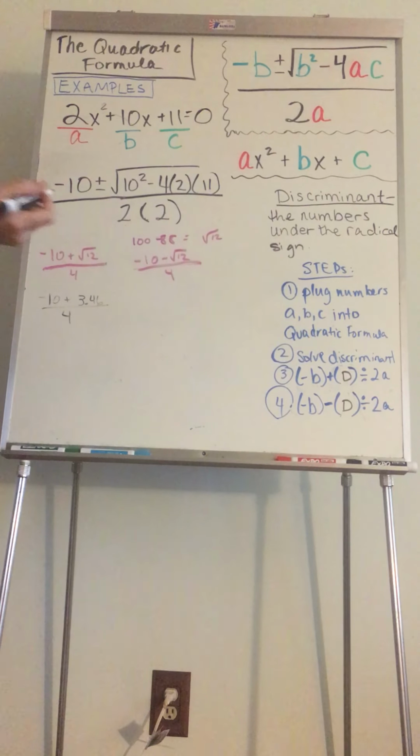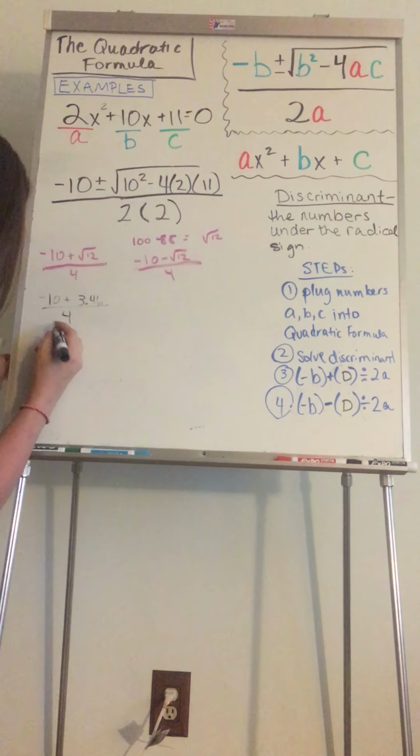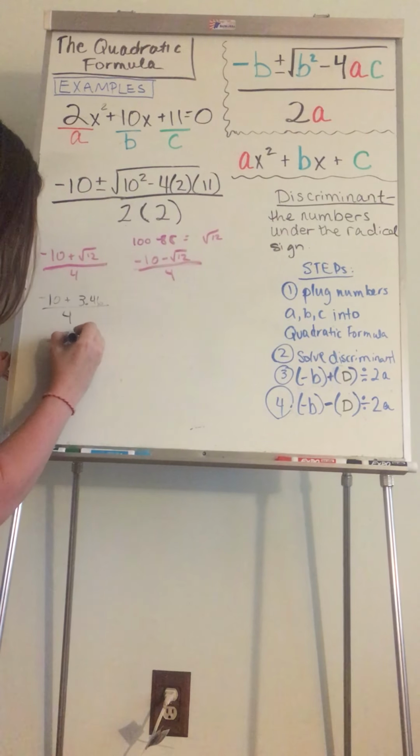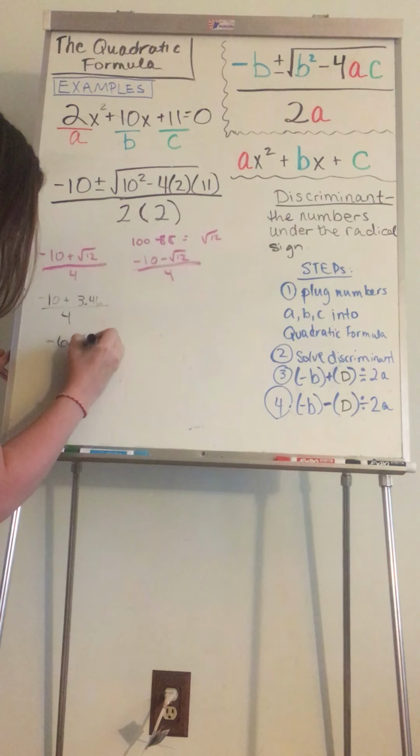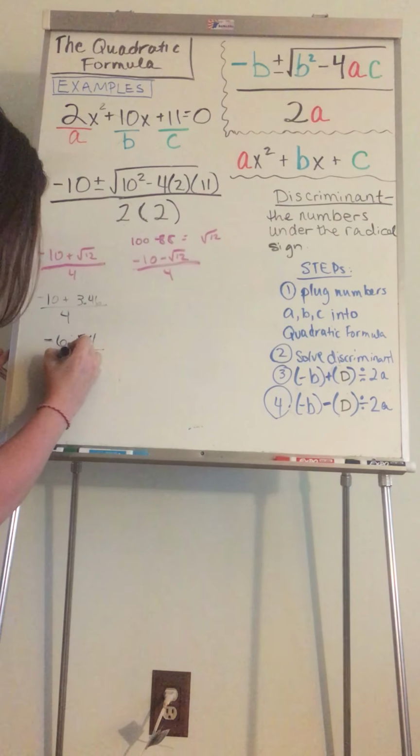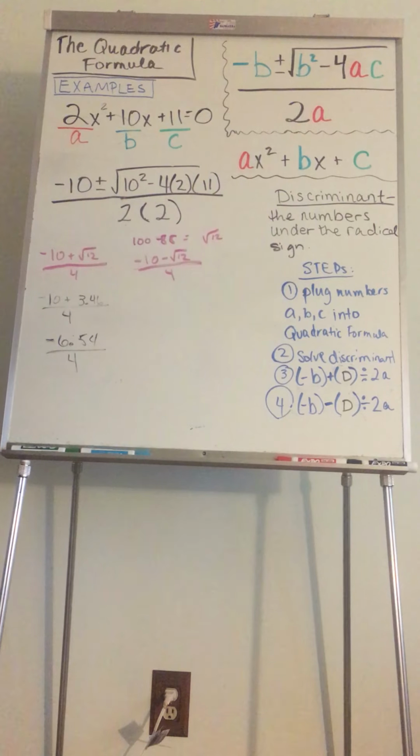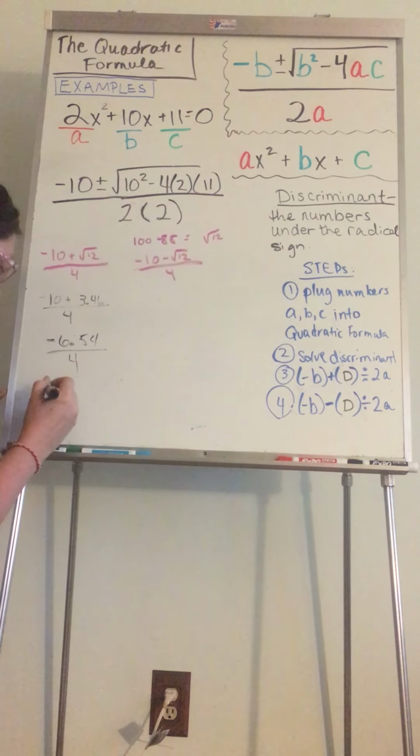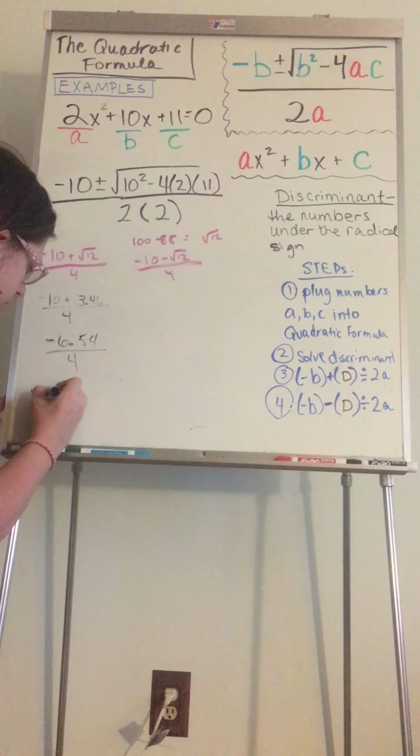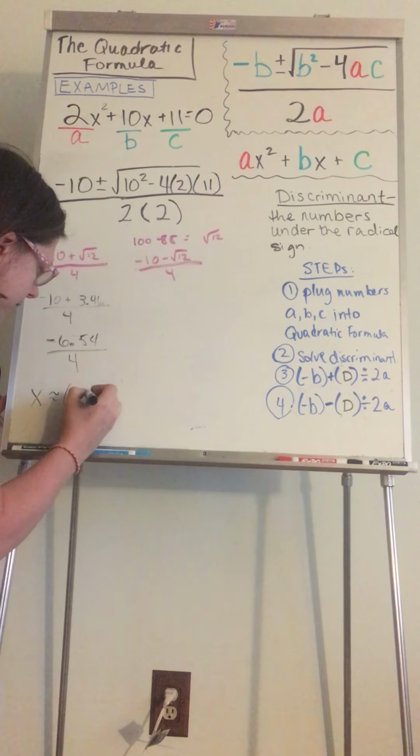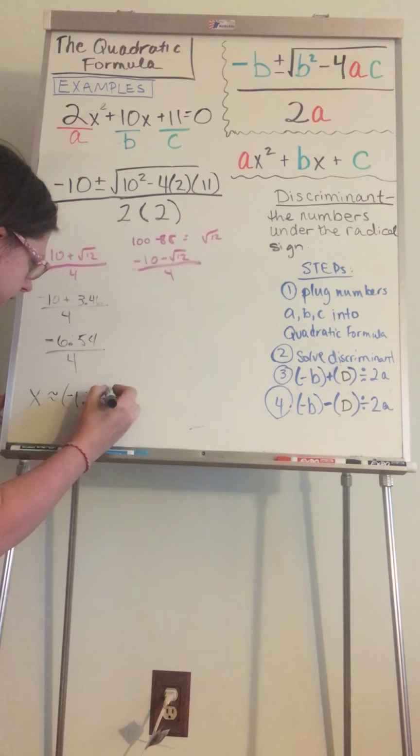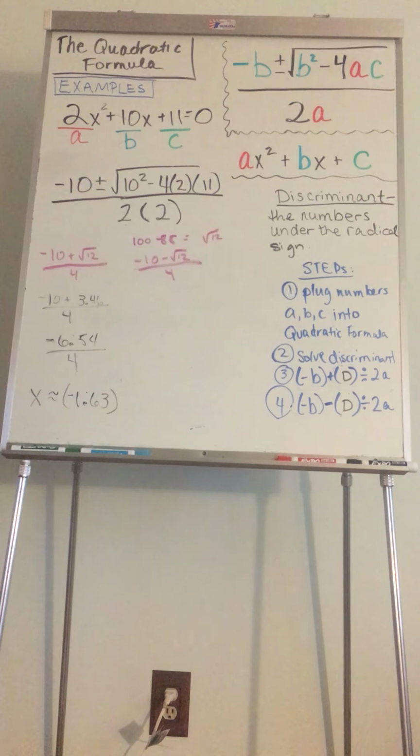Simplifies to negative 10 plus 3.46, which is going to be negative 6.54 over 4, which simplifies then to negative x equals negative 1.63, approximately negative 1.63. I did round those.